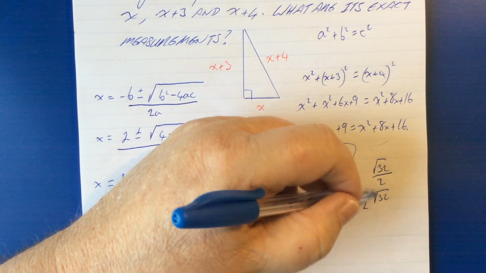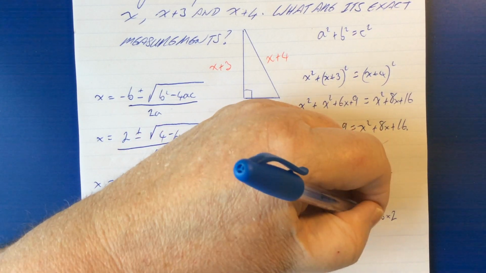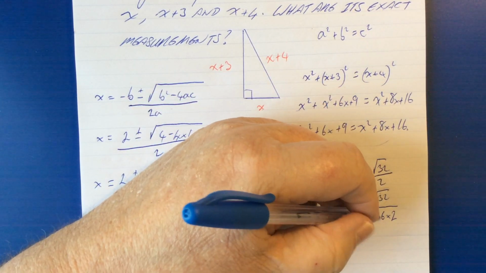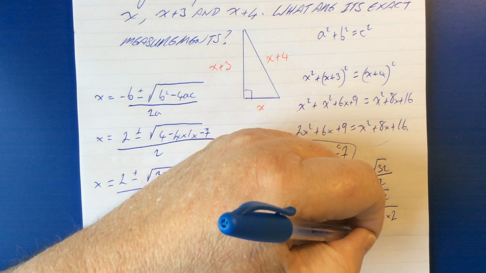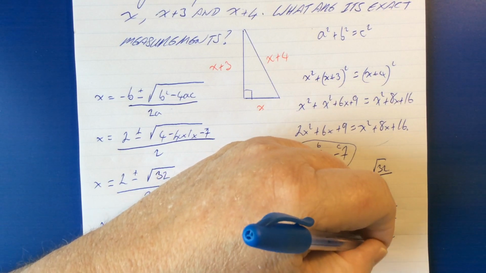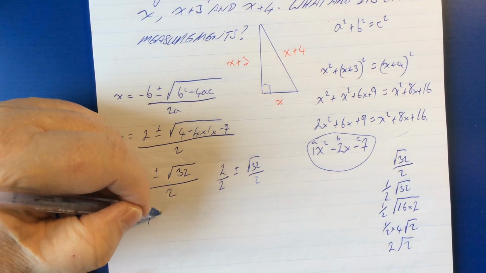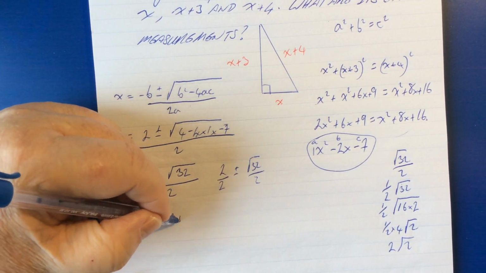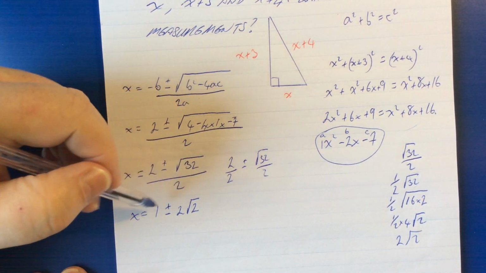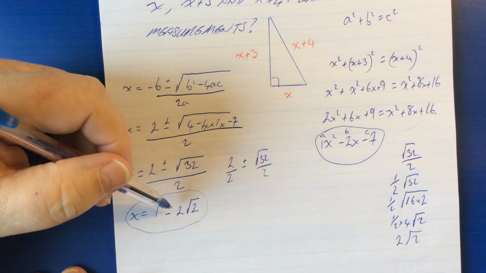So our quest is to find out what this equals. And this is 16 times 2. And we're multiplying that by a half. The square root of 16 is 4. So it's a half times 4 times root 2, which is 2 root 2. So root 32 on 2 gives us plus or minus 2 root 2. Okay, well, we have a couple of potential values for x.